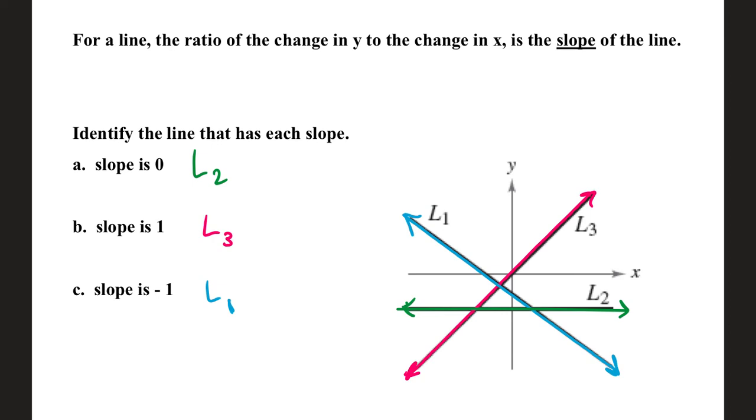denominator. Part B, slope is +1. Only one of these lines is positively oriented, and that's line 3. And then part C, your slope is -1. There's only one line that's negatively sloped, and that's L1.